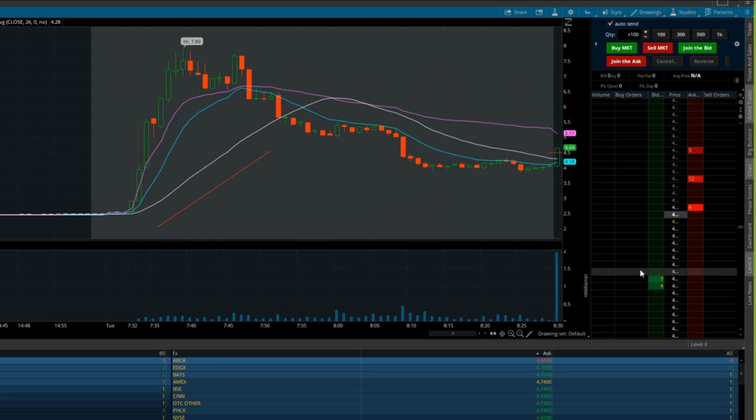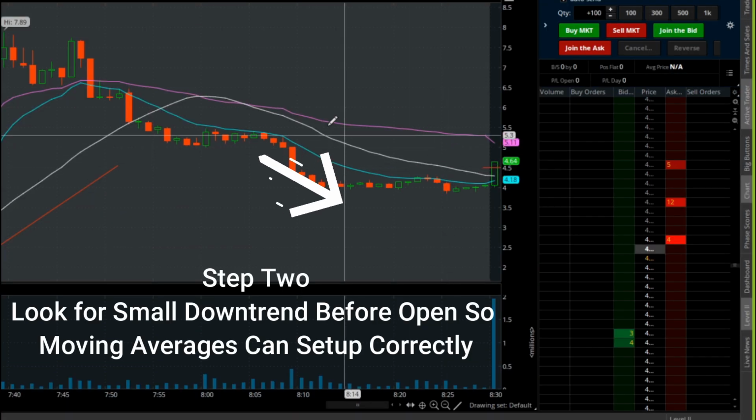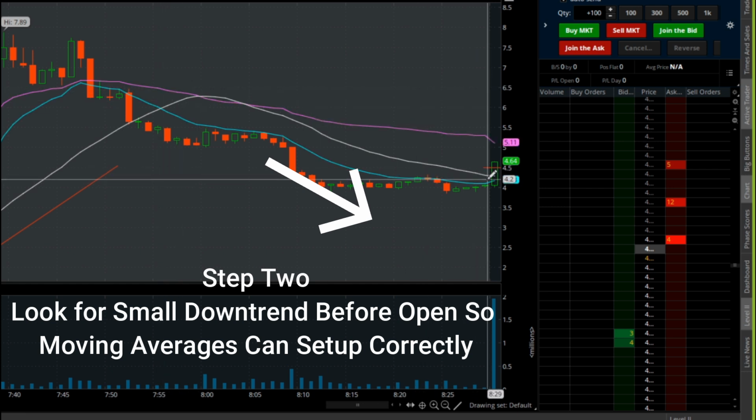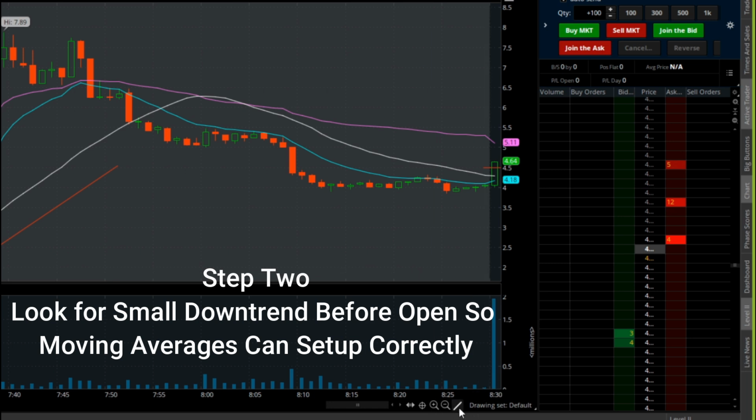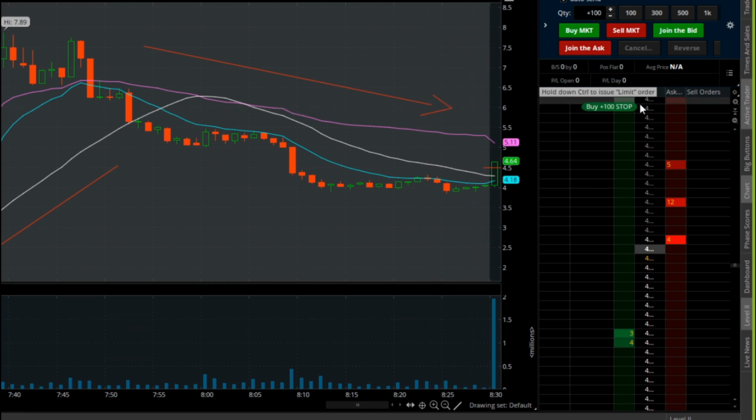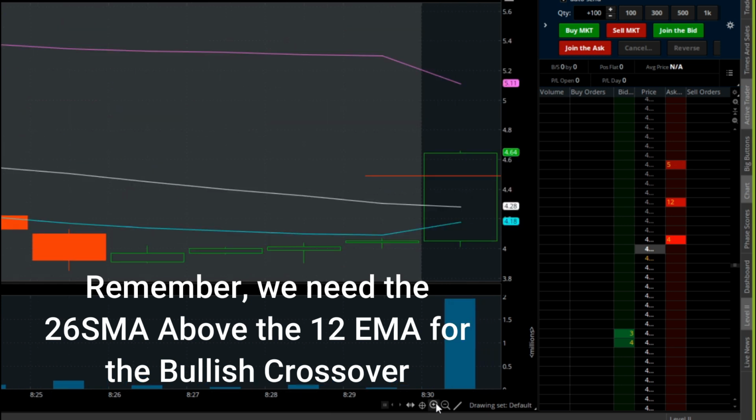Like I always say, leading up to the opening bell, we're looking for a drop. The drop is significant because in order for these two to set up, in order for the 26 SMA, this white line here, to be above the 12 EMA, we need a downward trend. You can see here, this downward trend that we get is actually causing this to set up. If it opens up high up here, it's not necessarily going to set up for the crossover. We need it to open up exactly like this.